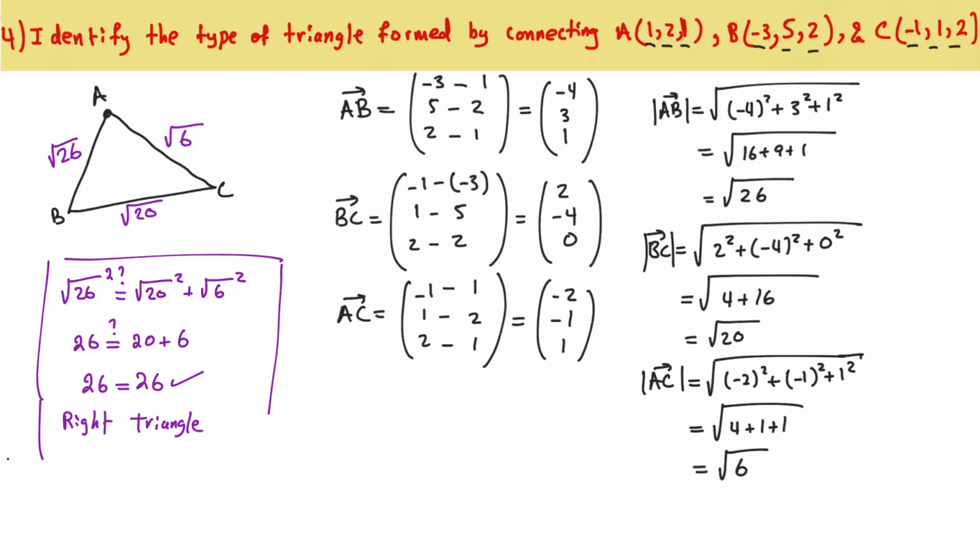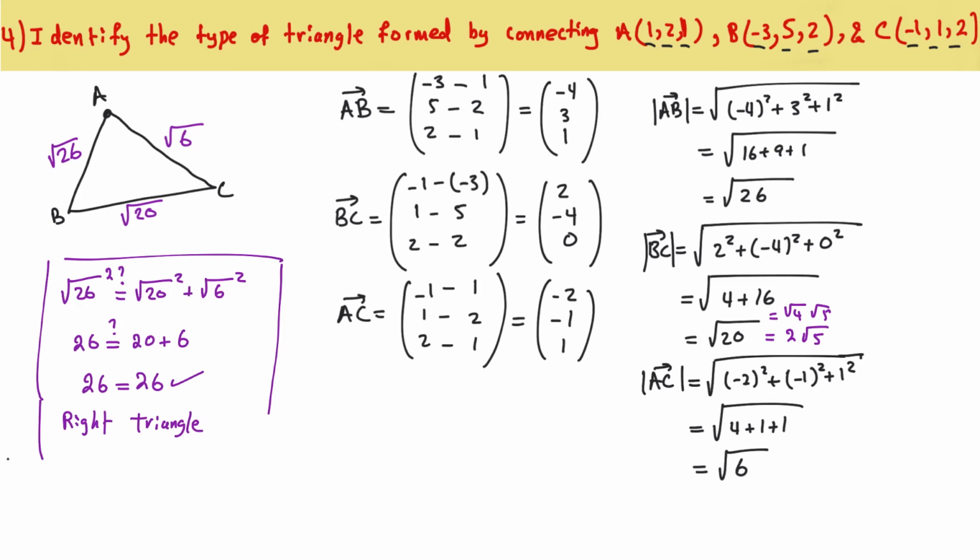For our final answer, first of all, I'm also going to write root 20 as root 4 root 5, which is equal to 2 root 5. That's the most simplified radical form.